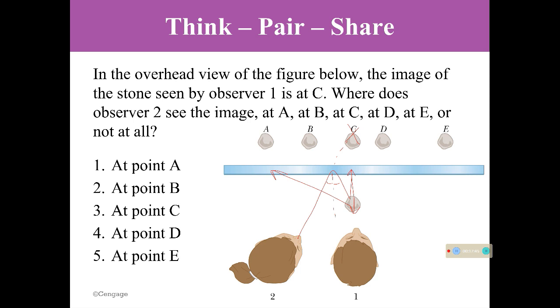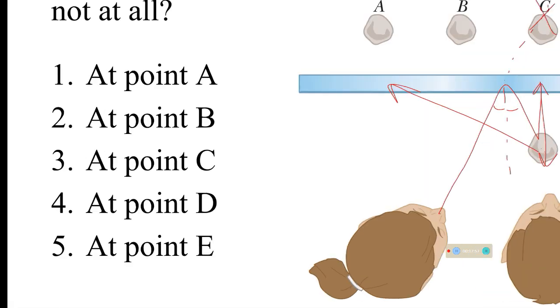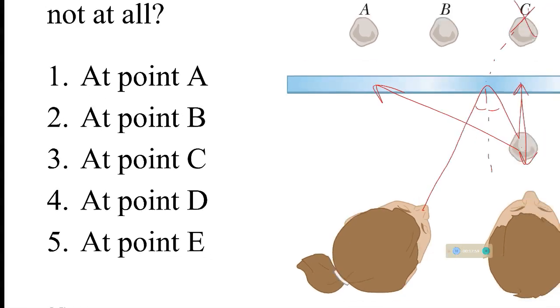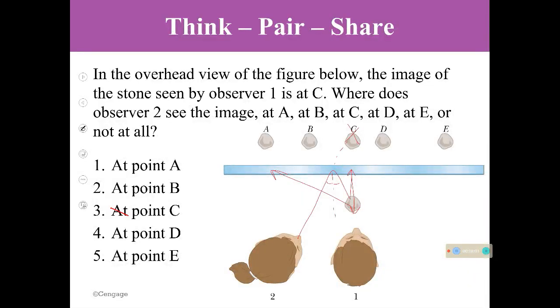When I did it the first time, I had the right idea. I said B, which is definitely the right idea, but here's how you could think of it. In order to see it at B, the ray would have to come from here. Do you see that? Okay.